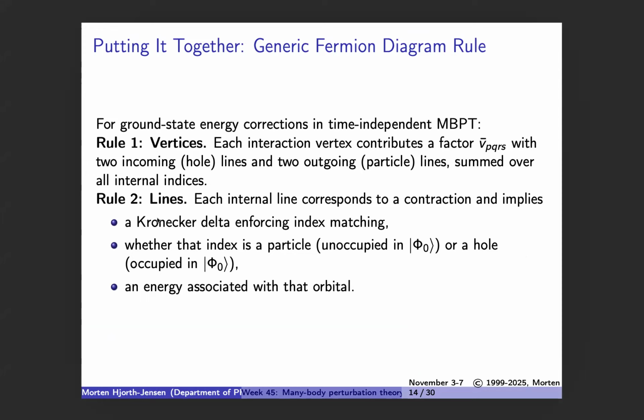They don't need to be hole lines. You can stay in the particle formalism, and two outgoing lines. And they are summed over all the internal indices. Then each internal line corresponds to a contraction and implies a Kronecker delta enforcing index matching, and whether that index is a particle, unoccupied, or a hole, which is occupied in the state. And then there's an energy associated with that orbital, and that contributes to the so-called energy denominator.